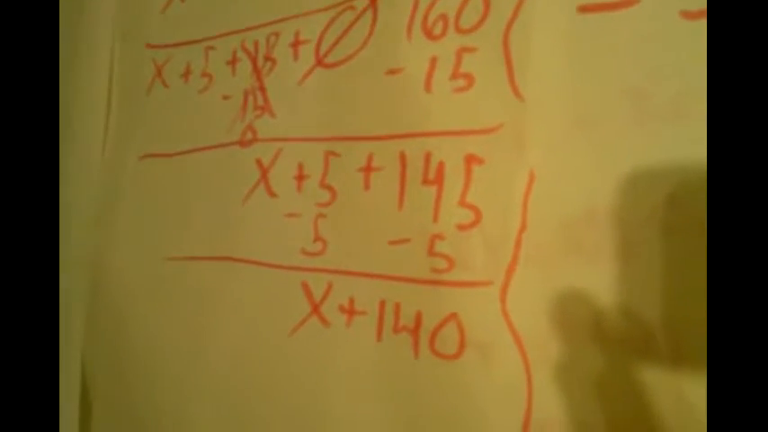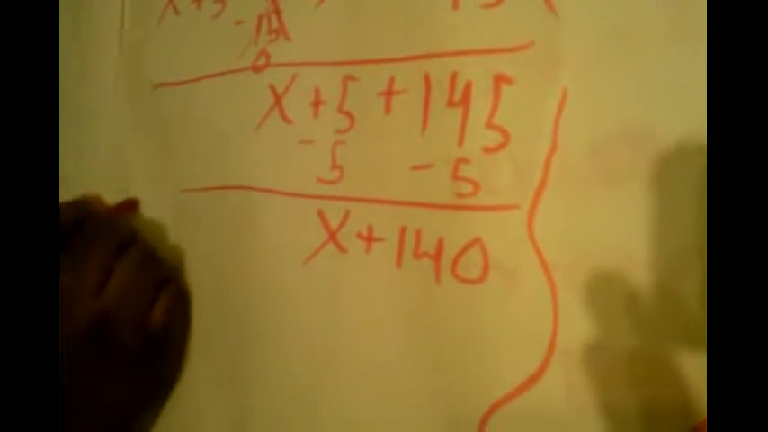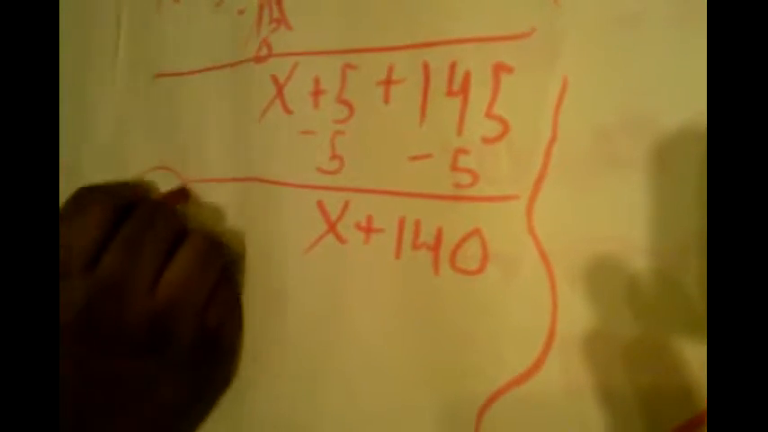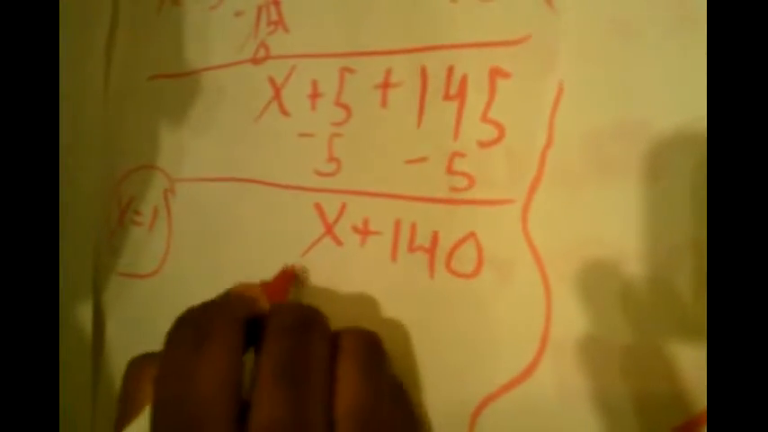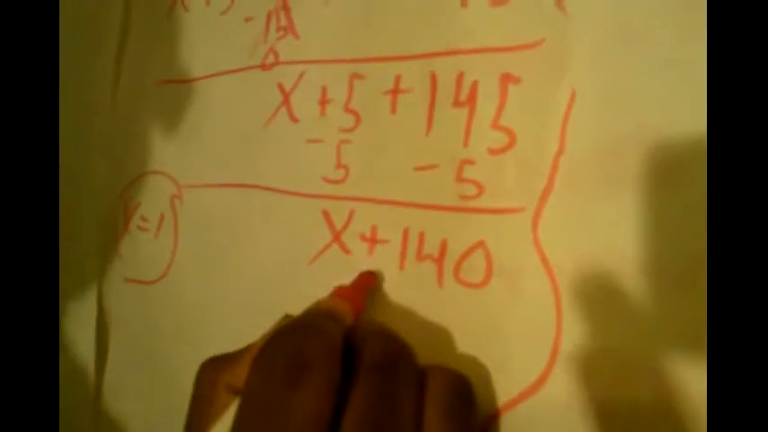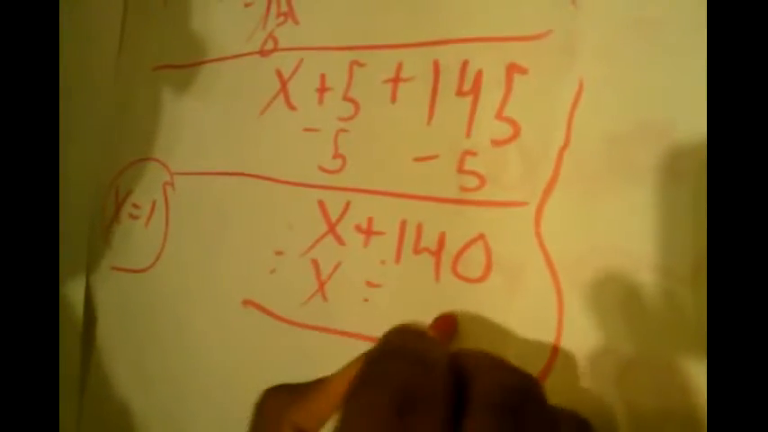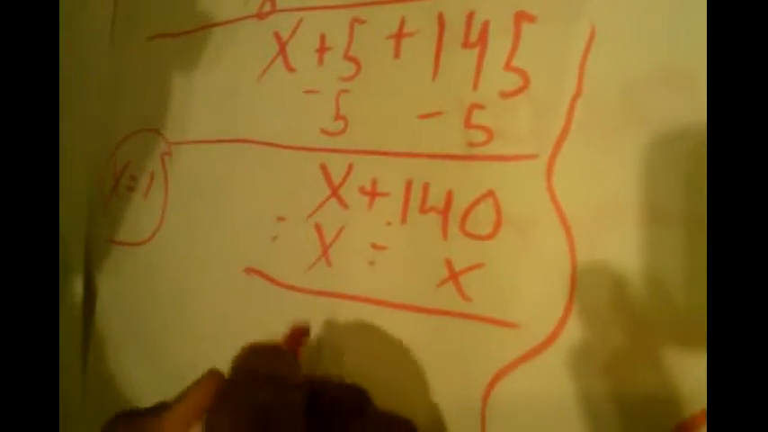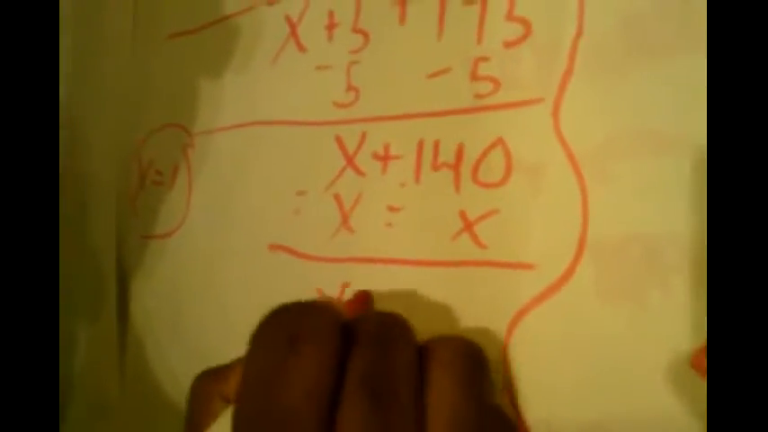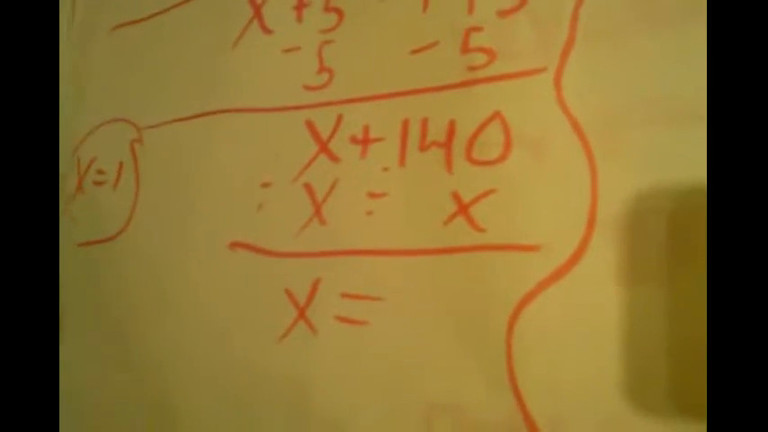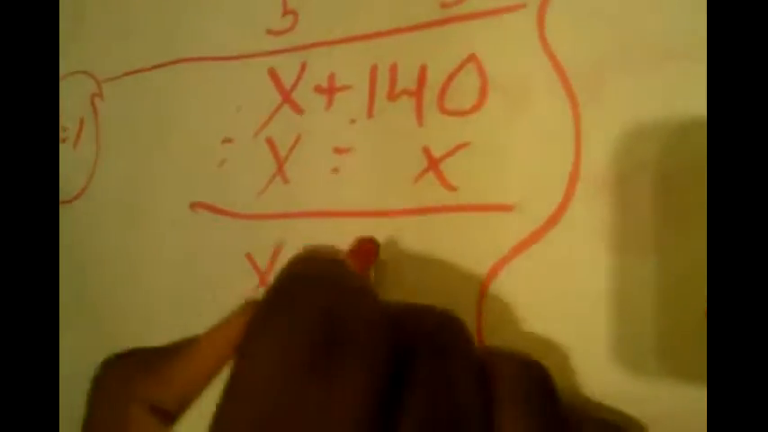x plus x. Now, x is 1. X will always equal 1. Now, what is, then after that, you must divide. X divided by x. What's 1 divided by 1? 1. Good job. Now, what is 140 divided by 1? 140. Good job. X equals 140.